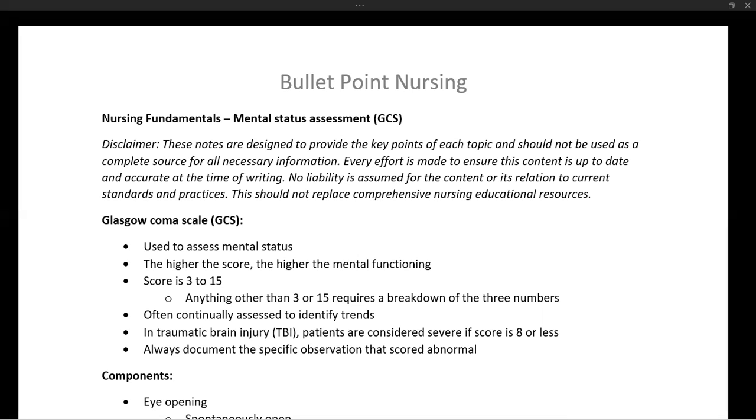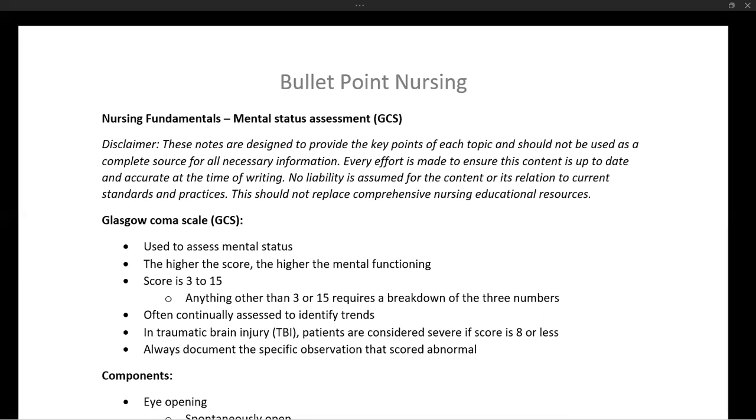However, if a patient scores any number between 3 and 15, we must provide a detailed breakdown of what the patient's score was. Simply saying the patient's GCS is a 12 does not give the upcoming provider or the next provider information on how you got to that 12. Where were their deficits? GCS is commonly used in neurological units as well as in trauma, and we often use it by assessing a patient's baseline mental status and then ongoing assessments to identify if the patient is maintaining their current mental status or if it's improving or declining.